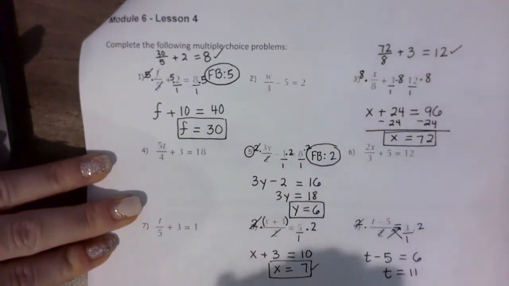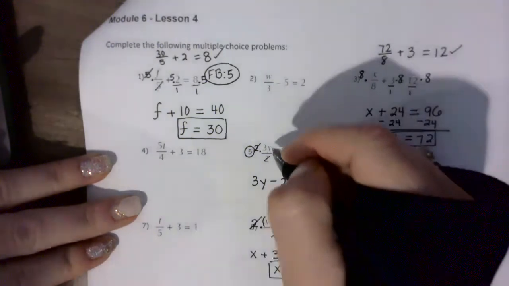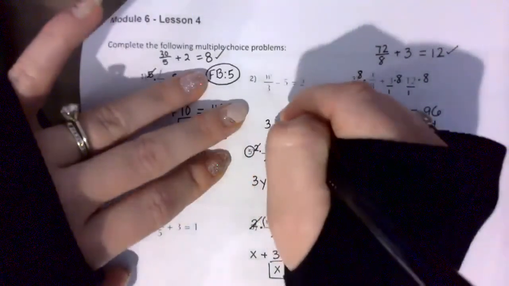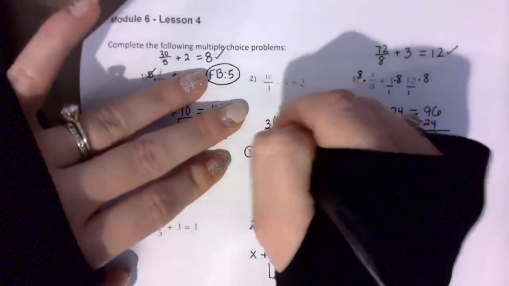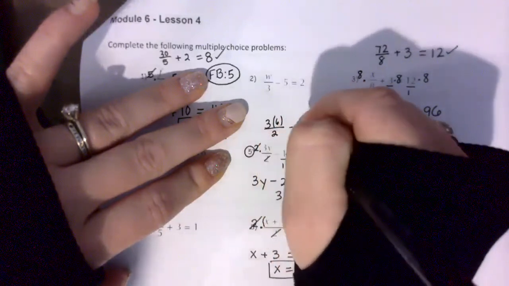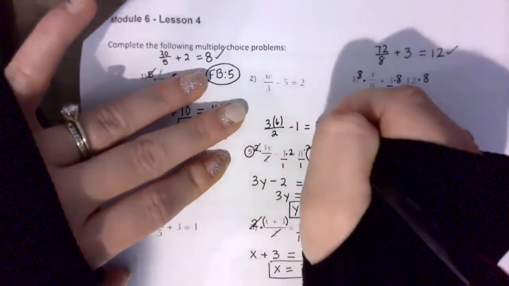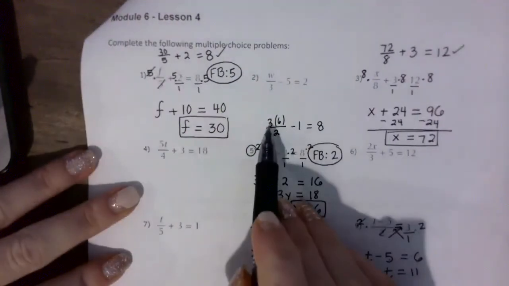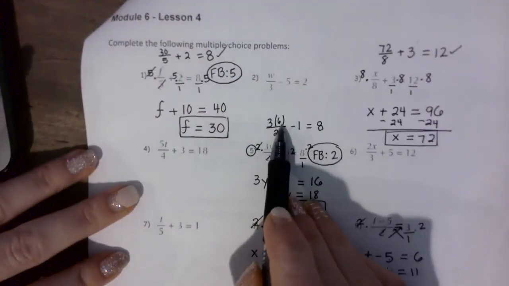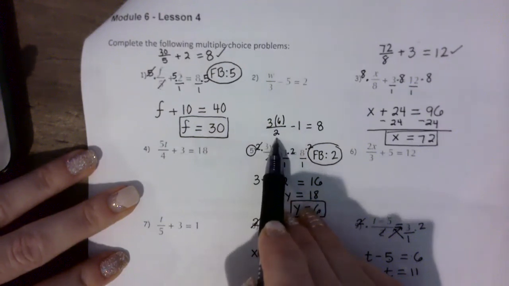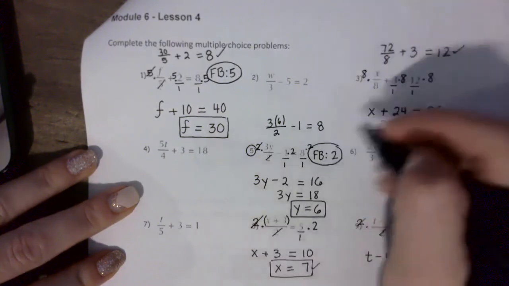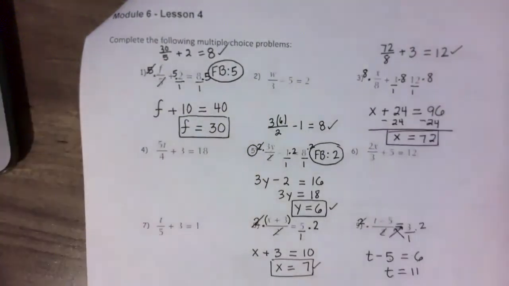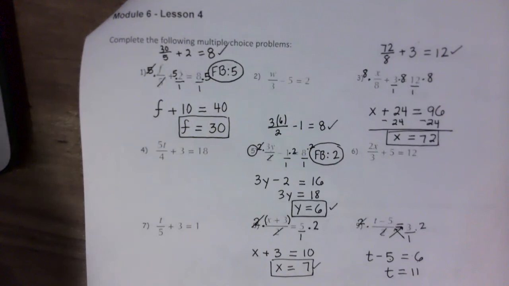Remember, I always double check it to make sure that it's correct. So I'm going to plug it in here. I have 3 times 6 over 2 minus 1 should equal 8. Okay, 3 times 6 is 18. 18 divided by 2 is 9. And 9 minus 1 is 8. So then I know I did that one correctly.